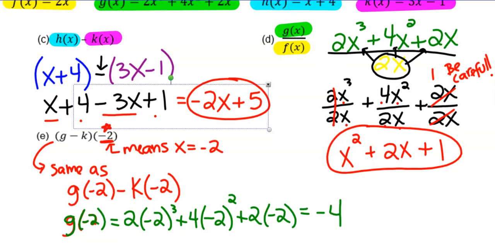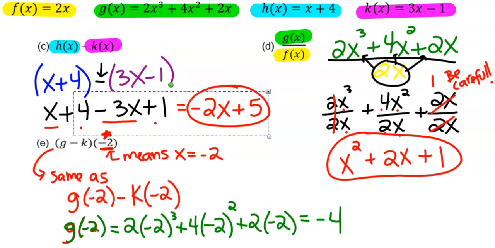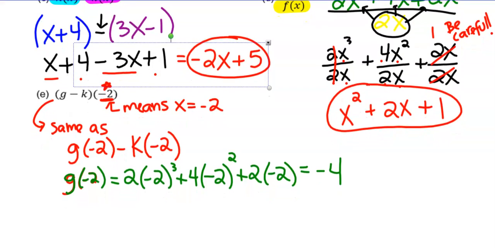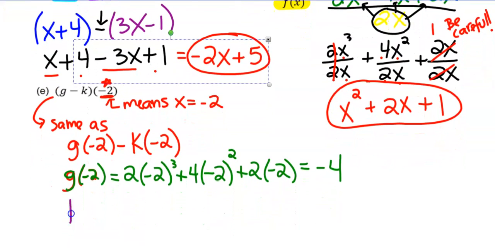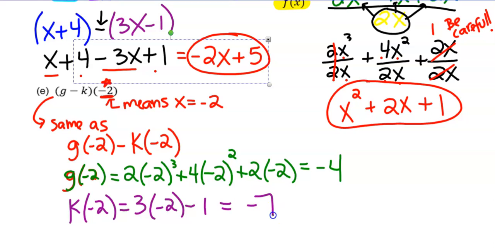Then we're going to find k of negative 2. K is 3x minus 1. So k of negative 2 is 3x, so 3 times negative 2 minus 1. You'd put that in your calculator and get -7.